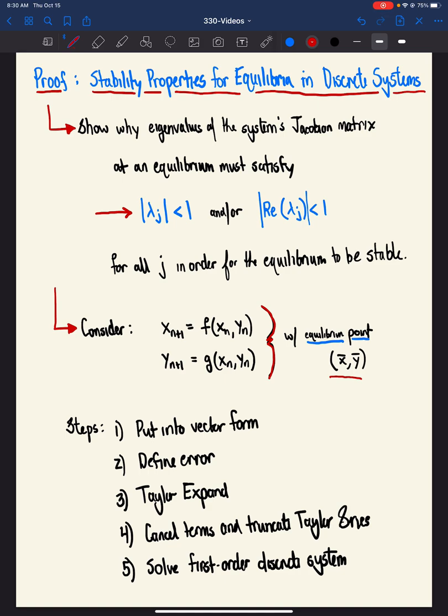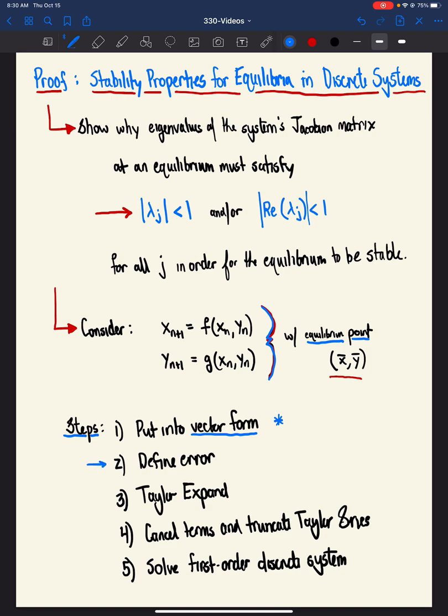And we're going to go through the proof of why a Jacobian's eigenvalues really tell us about the stability properties for a specific equilibrium. If you've watched the previous video for single discrete equations, we're going to follow much of the same steps, except the first step will be new. We're going to put our system into a vector format. This is just going to be a helpful notation that's going to help us reflect a lot of what we've already done for the single discrete equation case prior.